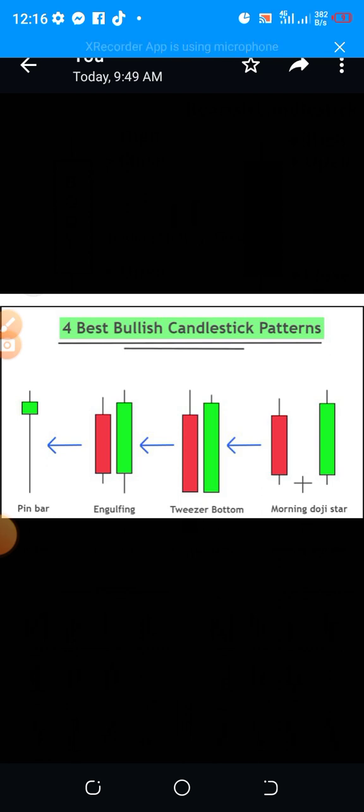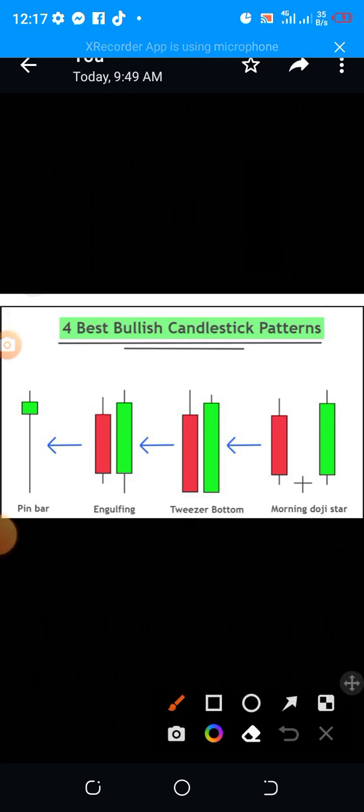What is an engulfing candle? There are four types of candlesticks. First of all, let's talk about a pin bar. This one, which I have pointed. All of these are the best bullish candlestick patterns. All these signals interpret that the bullish trend is about to come in. So this is a pin bar.